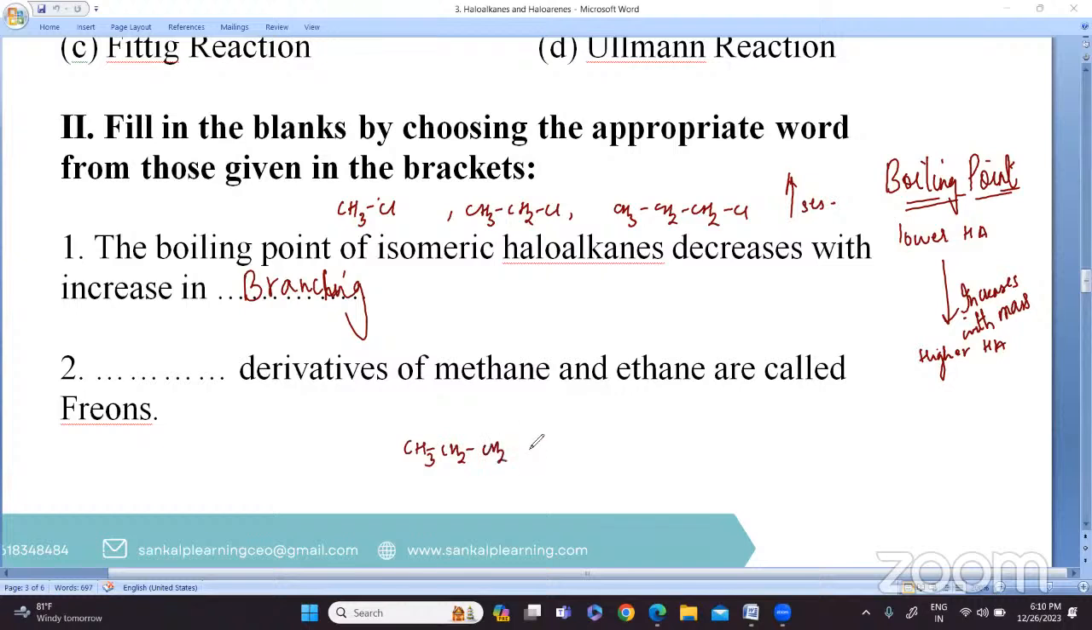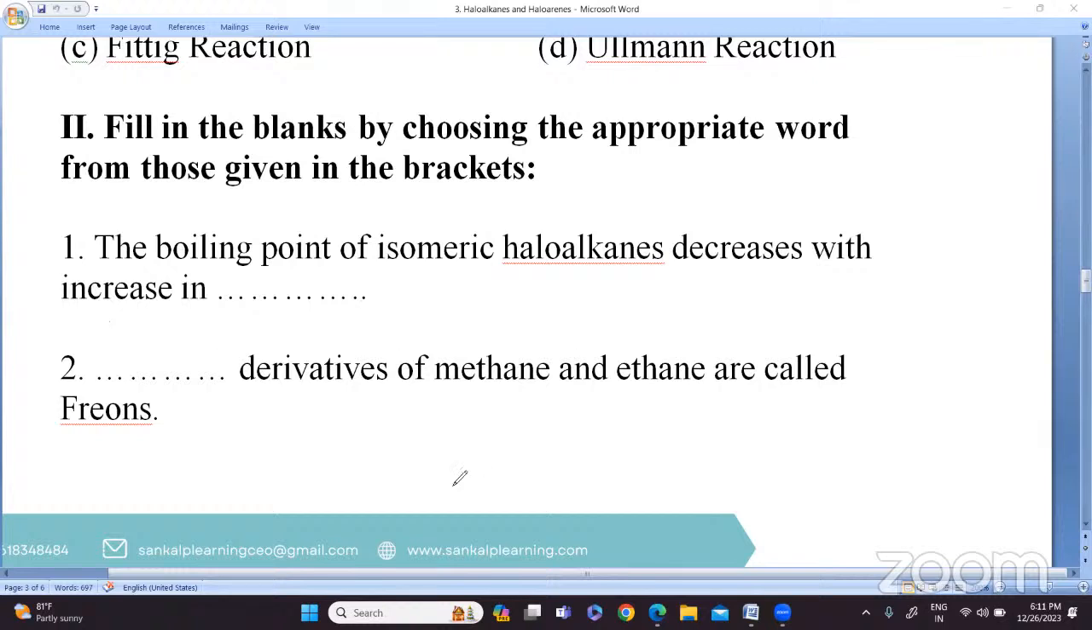Now suppose I take CH3CH2CH2CH3, then the same with CH3 branches, like this. What will happen in this case? Here you can see as the branching increases, the boiling point of these isomeric haloalkanes will decrease. As your branching increases, the boiling point goes on decreasing.